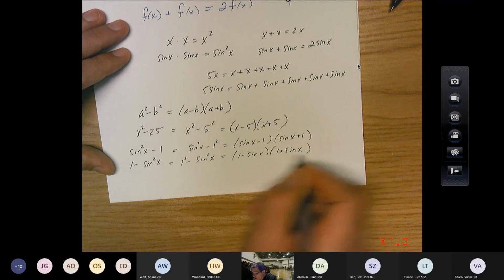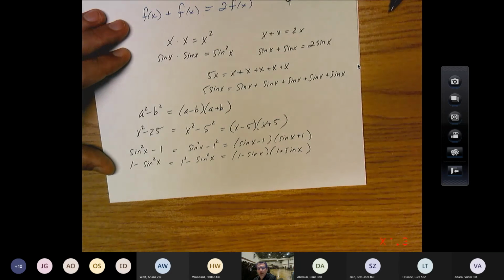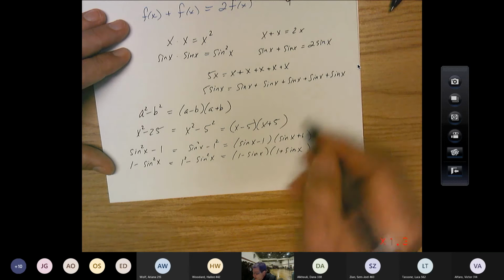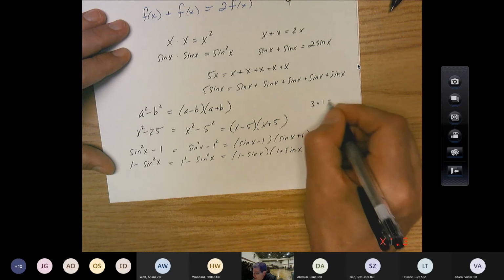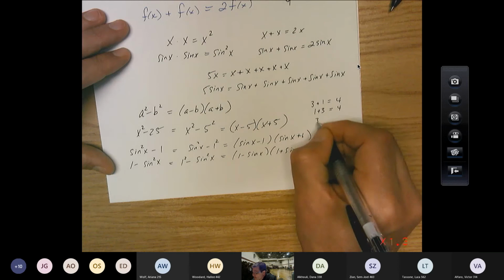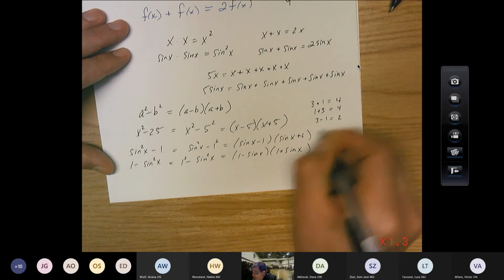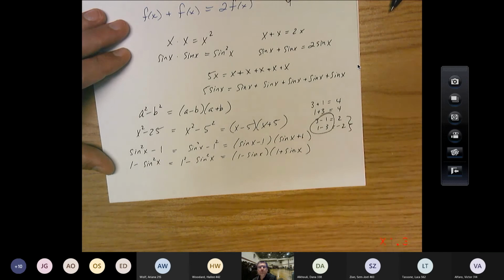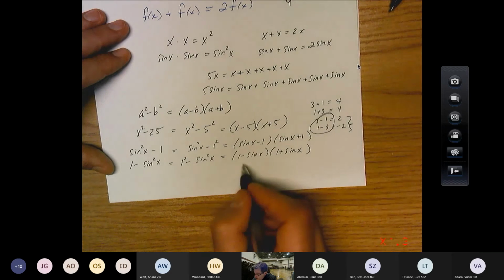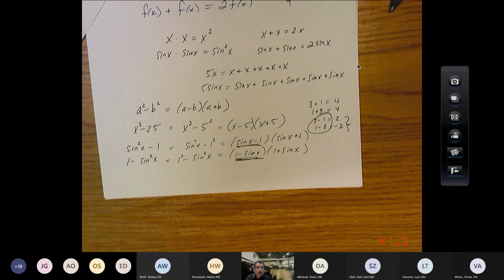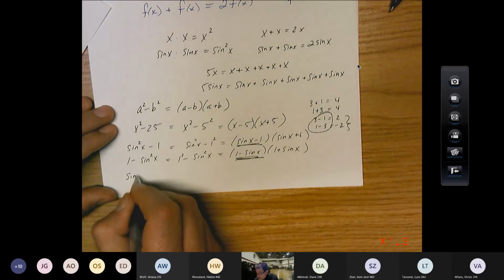And those are very different. Don't confuse the two of them. These two don't matter, but these two definitely do. Think about it. If I have 3 plus 1, it equals 4. If I have 1 plus 3, it equals 4. But if I have 3 minus 1, it equals 2. And 1 minus 3 equals negative 2. The order of subtraction matters. This and this have a different order. It matters. So let's do another difference of squares just to bug you.